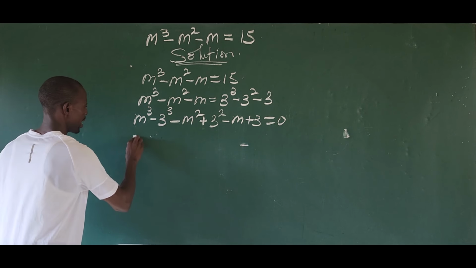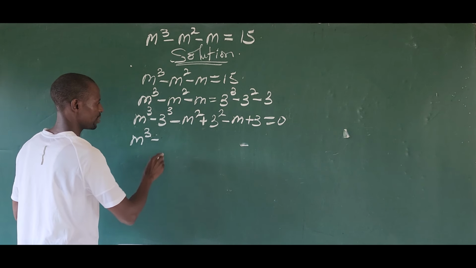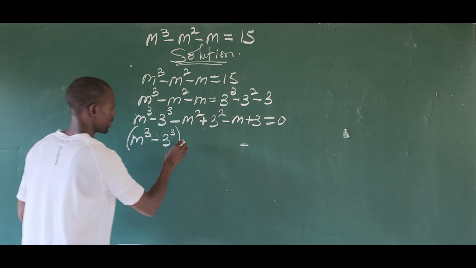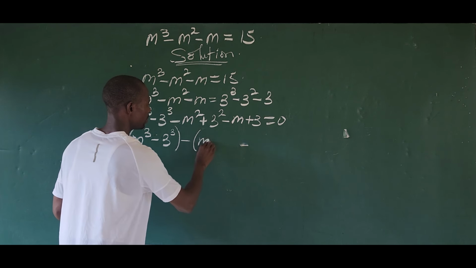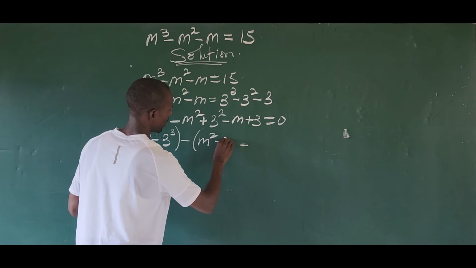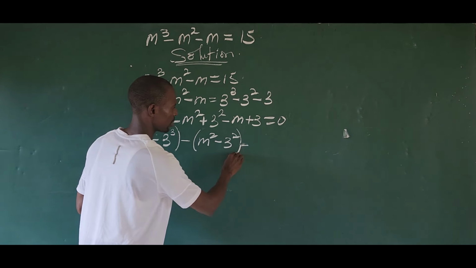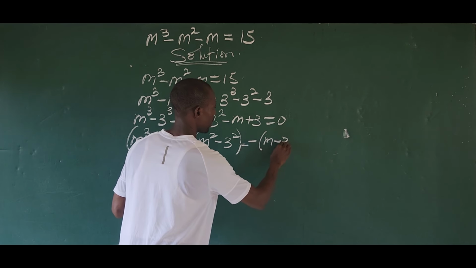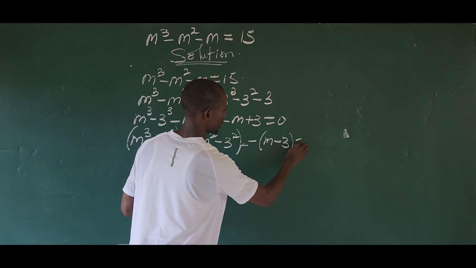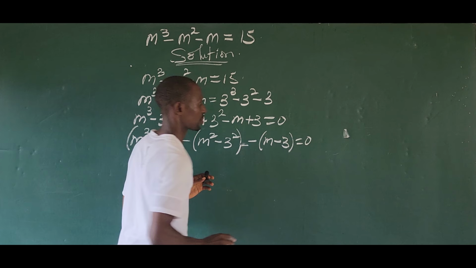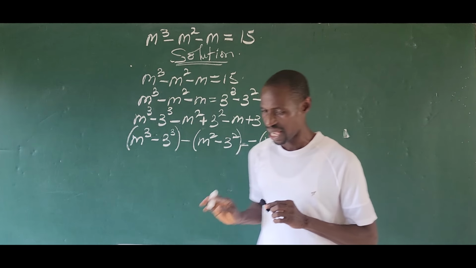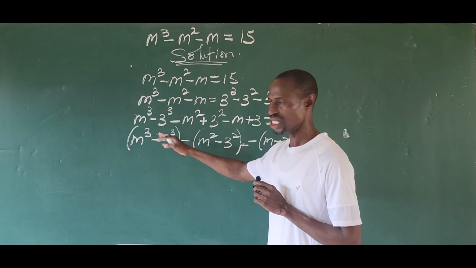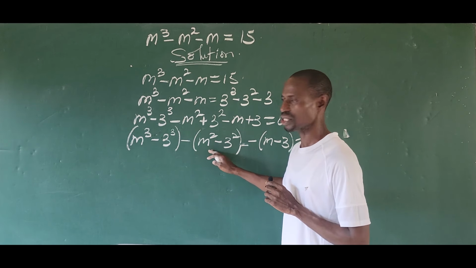So let's go ahead and rewrite this. So we have (3 to the power of 3 minus m to the power of 3) in brackets, then minus (m to the power of 2 minus 3 to the power of 2) close bracket, then minus 3(m minus 3) equal to 0. Are we getting something from here? Good. Here we have a difference of 2 cubes, and here we have a difference of 2 squares.